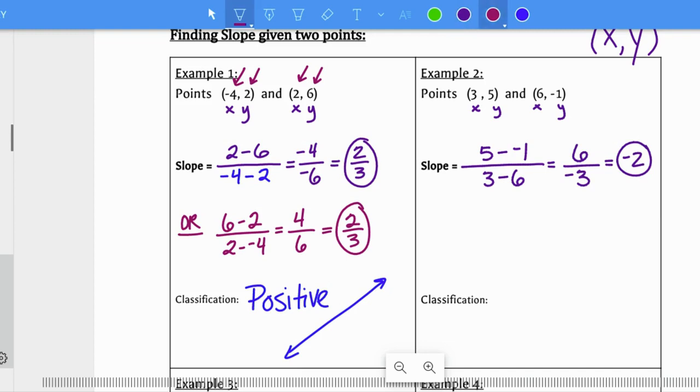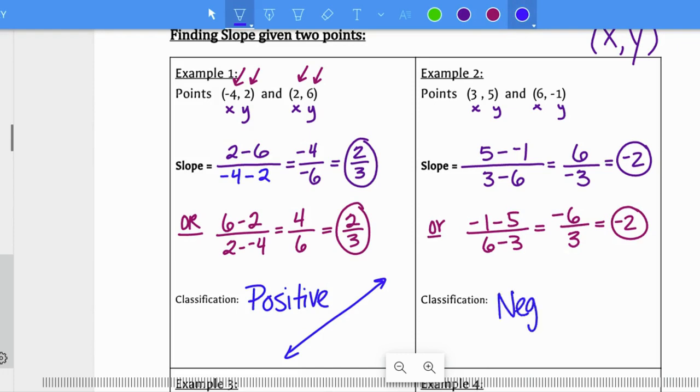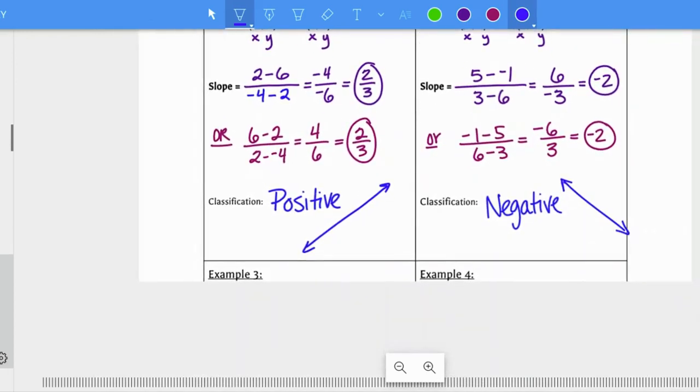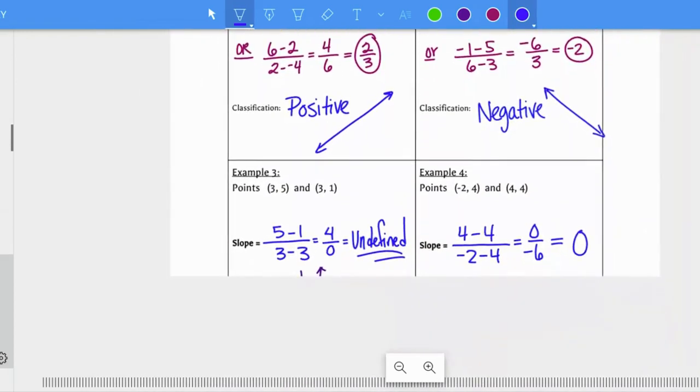Again, it works out the same if you did the opposite order, right? You don't have to do both, but if you did it the other way, and you did -1 minus 5, and then a 6 minus 3, you just end up with a -6 on the top and the +3 on the bottom, still resulting in a negative slope of -2. So this one is negative. We would expect to see our line decreasing with a negative slope. Okay, subtracting the y coordinates over subtraction of the x coordinates.